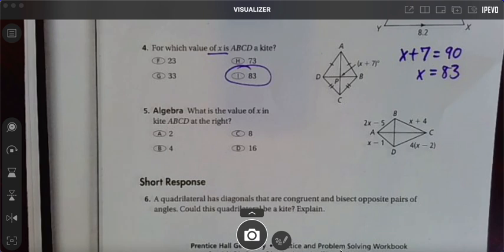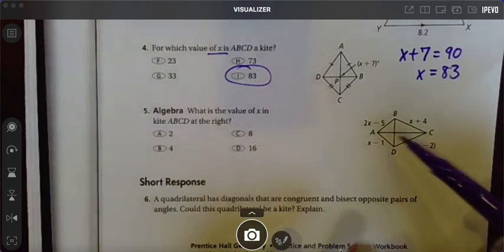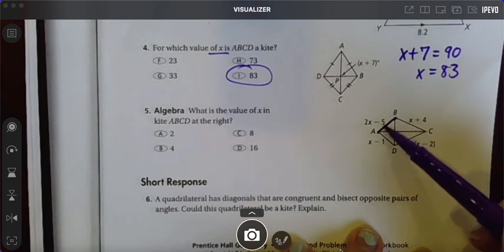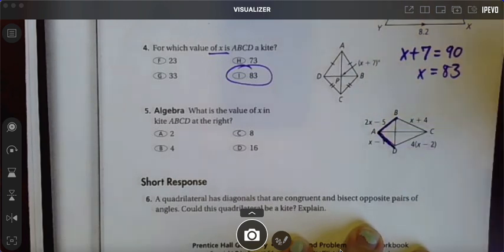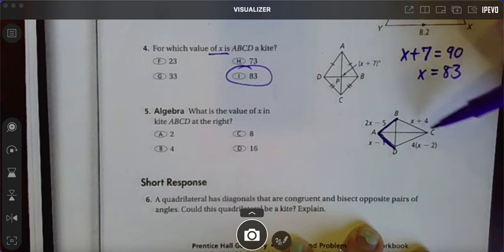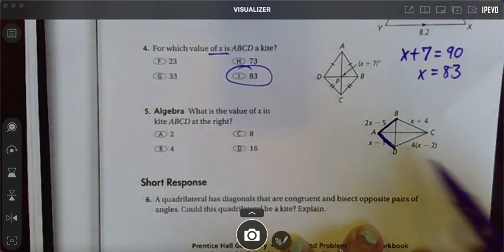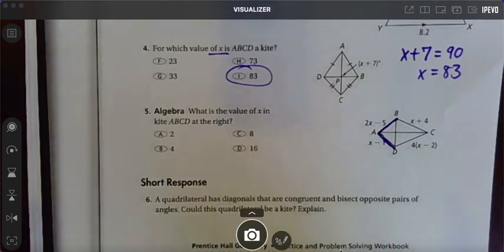The other thing we learned about a kite is that the sides were equal. So I know that, like if I folded it over, this part of the kite would be equal to what? This part. And the same thing here. This long piece would be equal to what? This one. So pick some and set them equal. No matter what I pick, I should get the same answer for x.